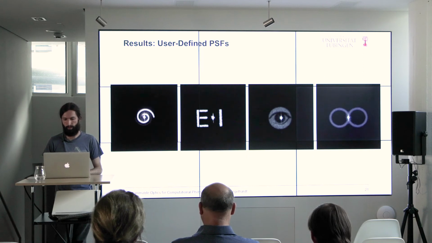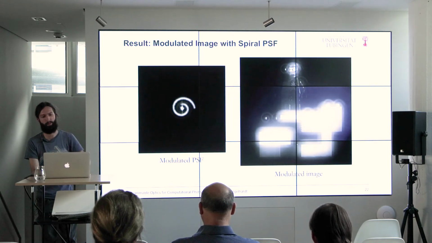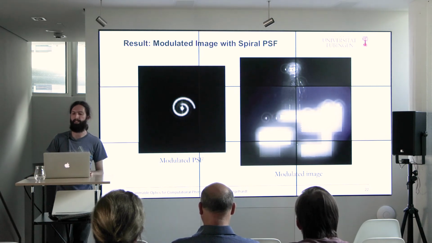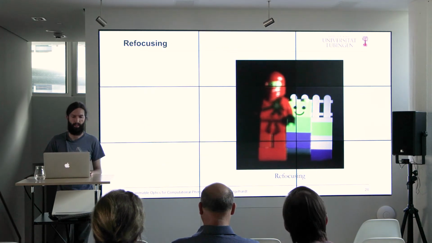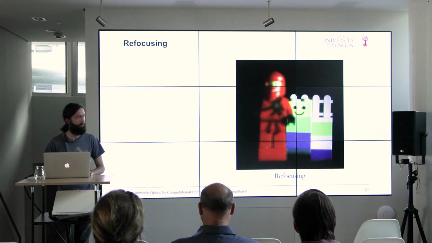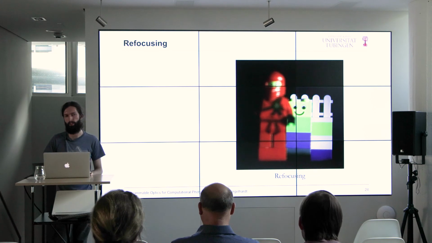So next one would be just how this would look like with an image convolved with a spiral PSF. And here, as I promised, some result for focusing, actually. Oh, sorry. We missed it. So we focus from the back to the front just by changing the programming on the SLM.